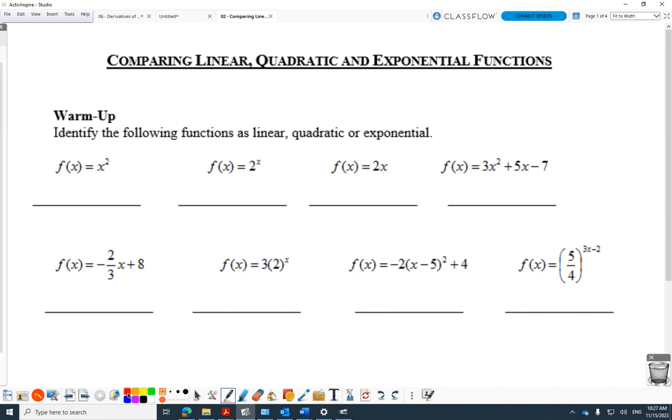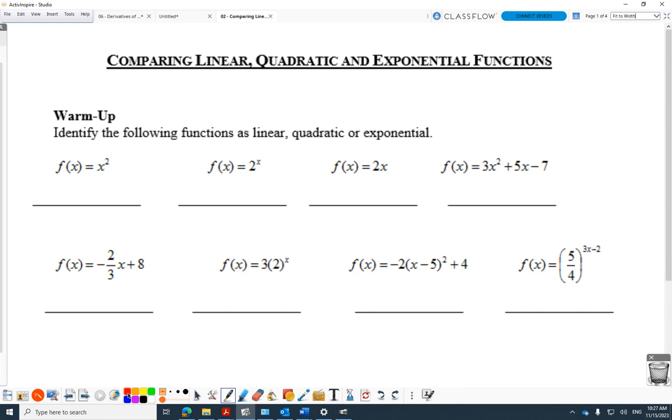This is called comparing linear, quadratic, and exponential functions. I'm going to teach this as if you haven't had much time to do the investigation. Okay? The investigation / assignment. That's how I'm going to teach it. All right? So if you have done that, you might be a little bored with some of the things I'm going to say here. Identify the following functions as linear, quadratic, or exponential.